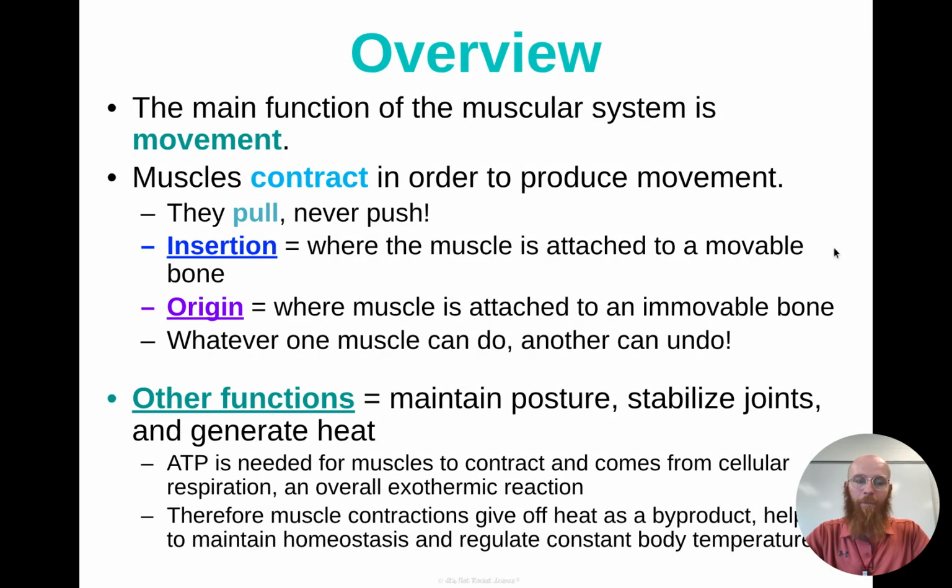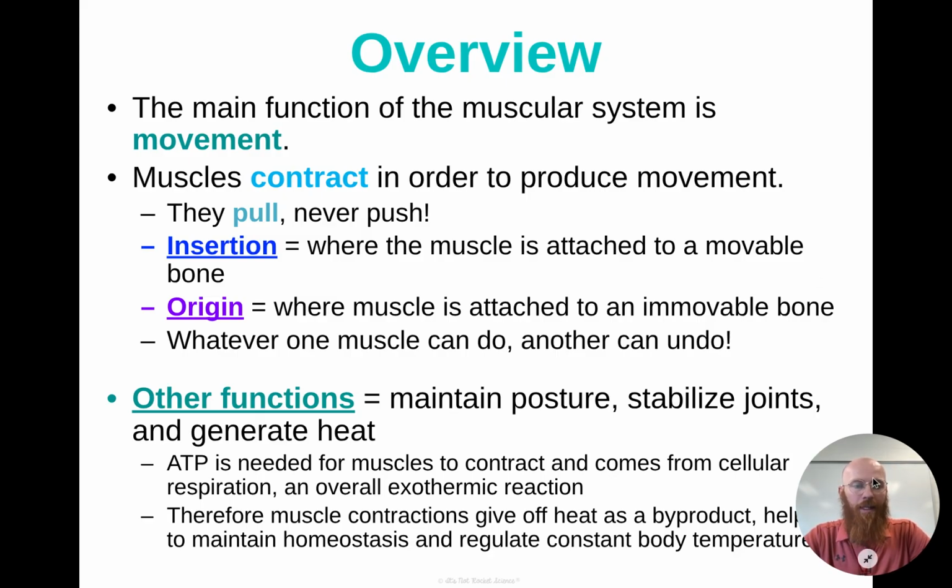Whatever one muscle can do, another can undo. That means that there are always opposing muscles in your body. If you have muscles that are good at flexing a joint, there are also going to be muscles appropriate to extending that same joint. Some other functions of the muscular system are maintaining your posture, providing stability to your joints, and generating body heat. For example, whenever you shiver when you are cold.